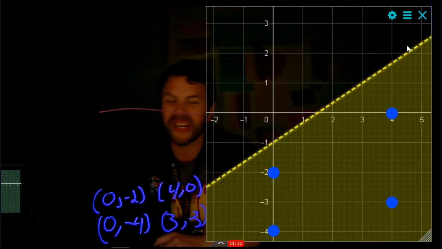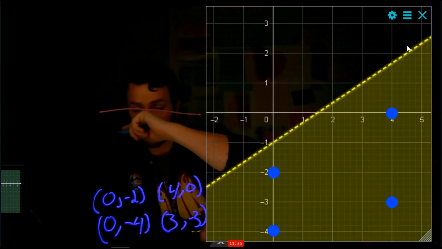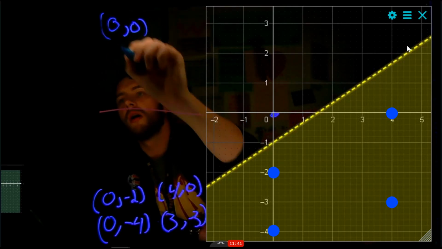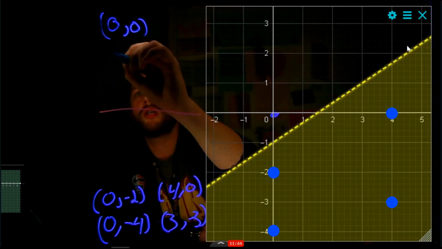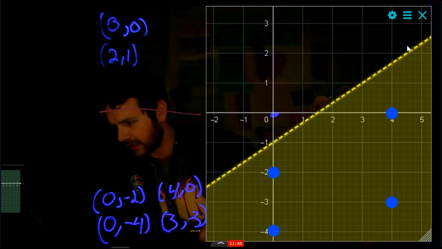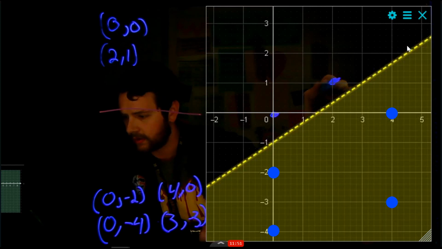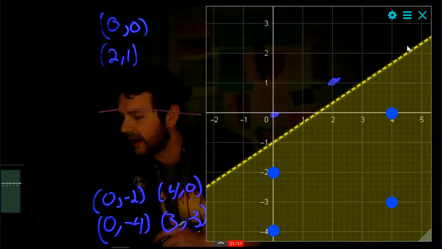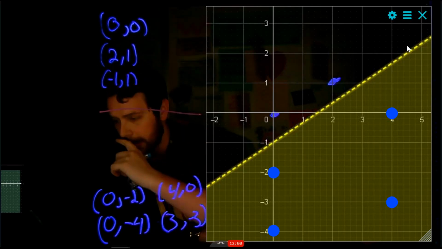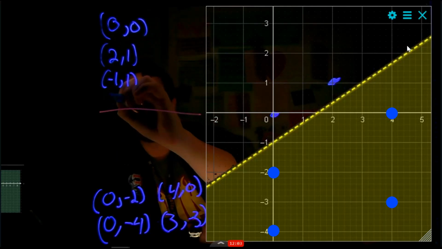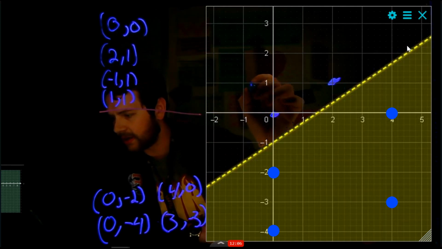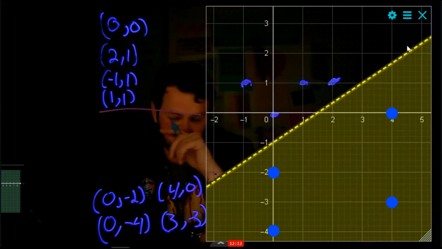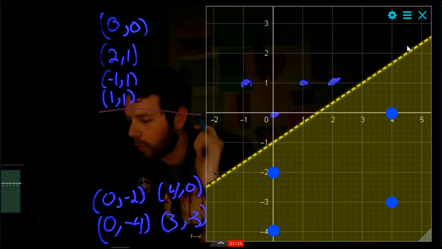That's in the solution. Let's talk about what's not in the solution. The origin right here, 0, 0. That's not in the solution. Another one would be 2 and 1, 2 over 1 up. That's not in the solution. Let's name 2 more. How about -1 and 1? That's not in the solution. And finally, 1 and 1, 1 over 1 up, is also not in the solution. None of these are in the dashed or in these shaded regions. So here's my question for you. What about this point?